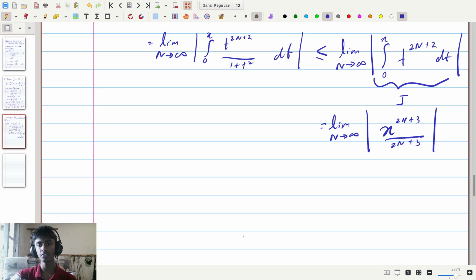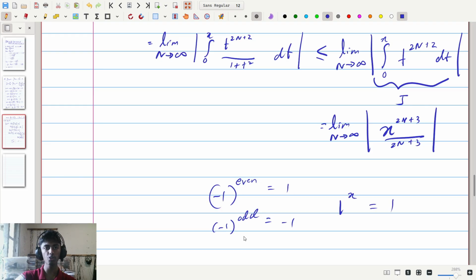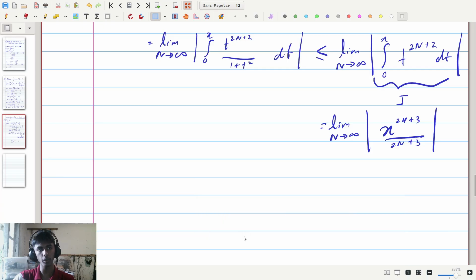Now here, since our x is between -1 and 1, x to the power of 2n plus 3 is still going to be between -1 and 1. We don't know exactly whether it's -1 or 1, it depends on n. However, it's going to be between -1 and 1. Therefore, this part here is finite. Because -1 to any even power is equal to 1, and -1 to any odd power is equal to -1. And 1 to any power is equal to 1. Using these two, we can say that the numerator is between -1 and 1, therefore it is finite.